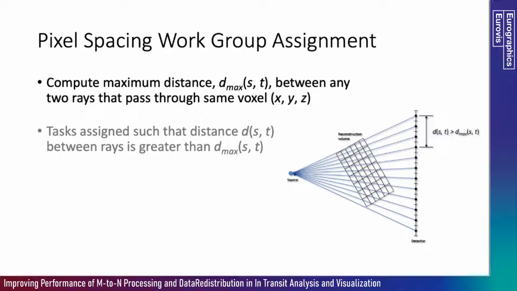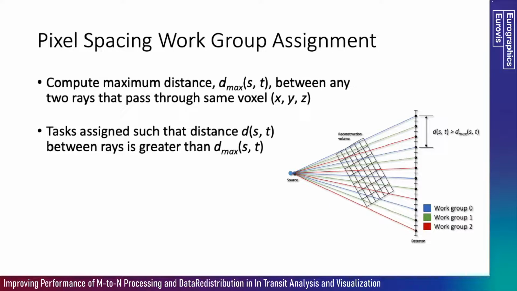We call the assignment strategy we consider in this work pixel spacing workgroup assignment. In this case, we compute the distance in pixel space between any two rays that pass through the same voxel for each and every voxel in the volume. We then reduce over all of the voxels to find the maximum distance of such rays.